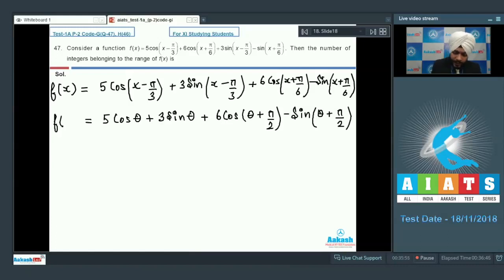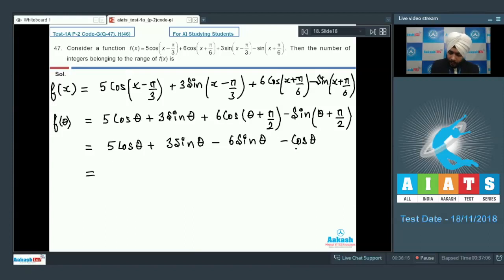So f of theta, it becomes now simple substitution. x minus pi by 3 equals theta. This is 5 cos theta plus 3 sin theta minus 6 sin theta minus cos theta, which will give you ultimately 4 cos theta minus 3 sin theta. Now it is a single variable form f of theta. There is no other variable. 4 cos theta minus 3 sin theta, the range is minus under root of 4 square plus (minus 3) whole square up to plus under root of 4 square plus (minus 3) whole square.